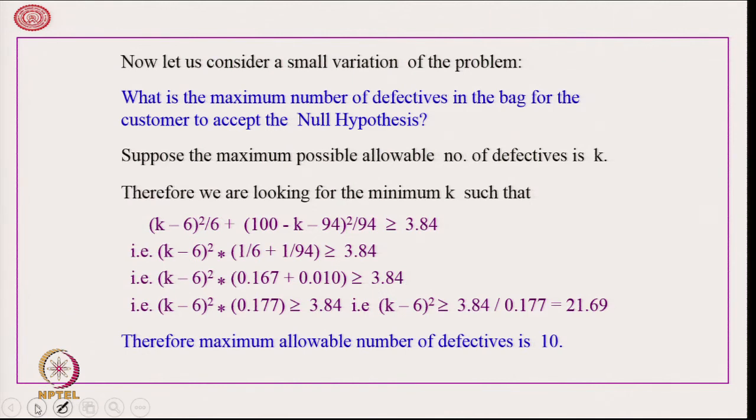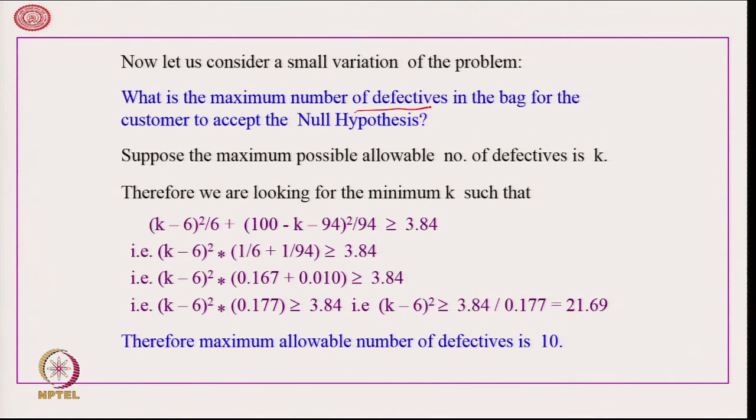Now, let us consider a small variation of the problem. Suppose we want to ask what is the maximum number of defectives in the bag for the customer to accept the null hypothesis. That means that if the number of defectives is less than that value, say k, then the customer is going to accept the null hypothesis, otherwise he is going to reject the null hypothesis. So, what is going to be the maximum number of defectives? That is going to be the question.